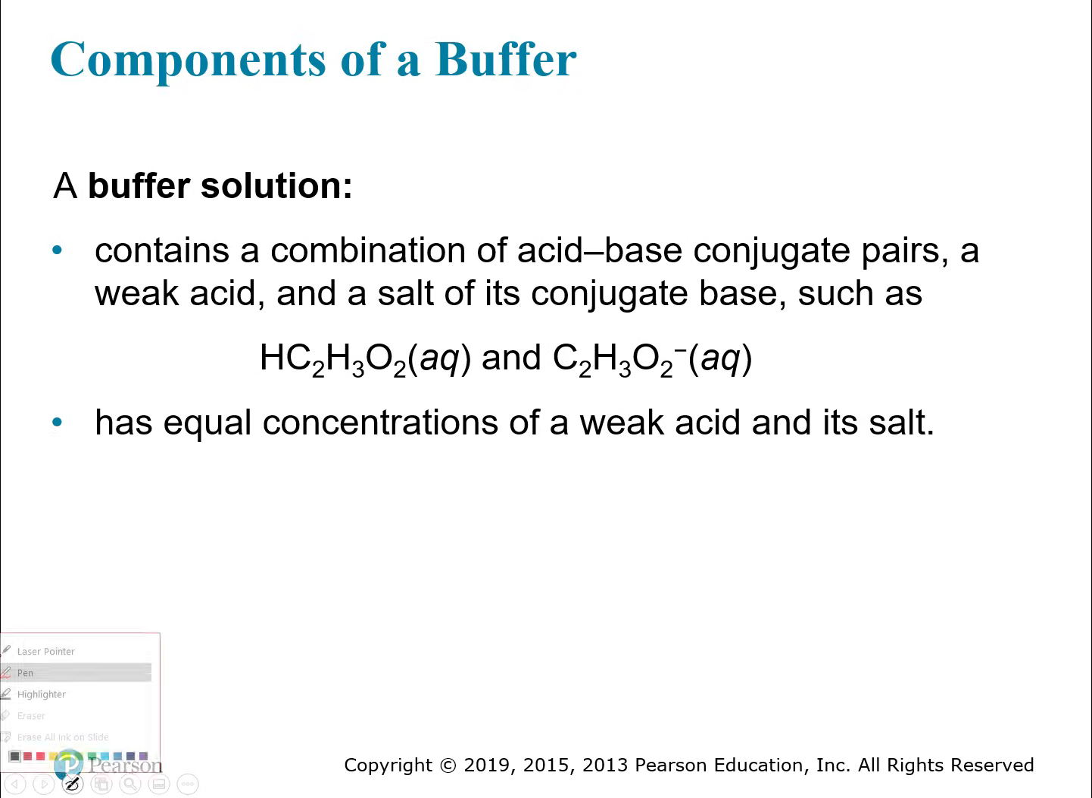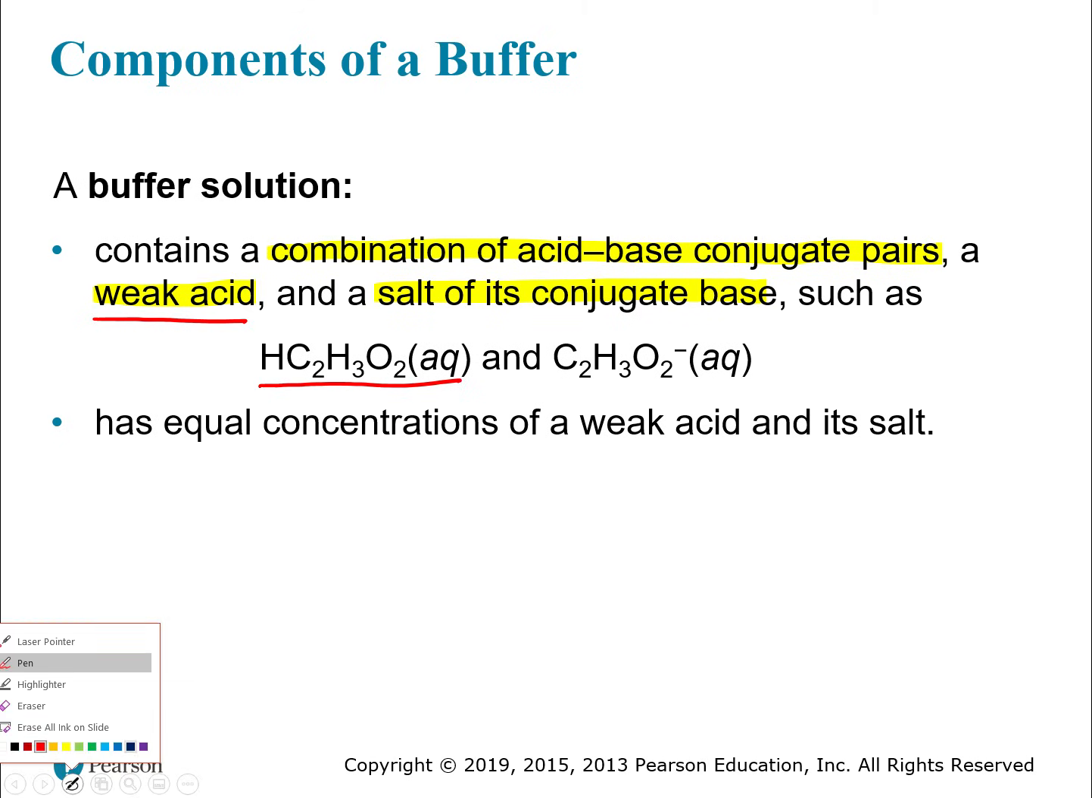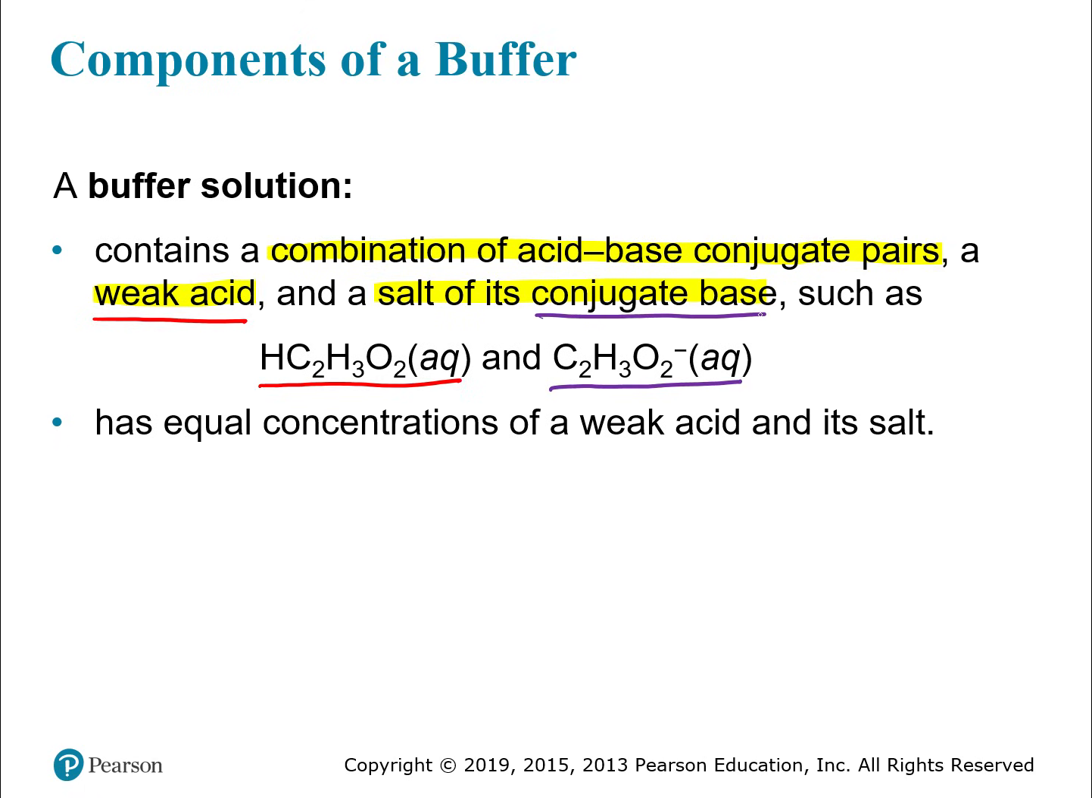So what's in a buffered solution? You have a combination of an acid-base conjugate pair. So we talked about that a few sections ago. You need a weak acid and a salt of its conjugate base. What does that mean? I'll identify it for you. The weak acid, here's a weak acid. This is acetic acid. If you take off the hydrogen, you get the conjugate base, the acetate ion.